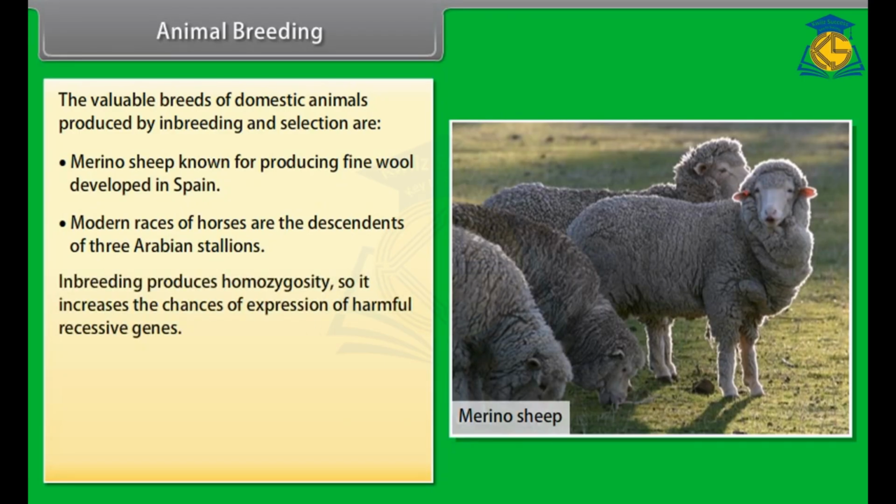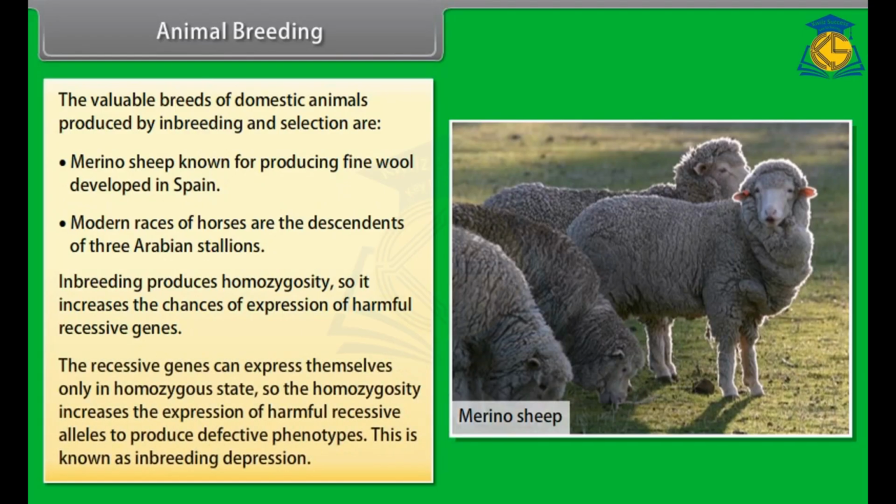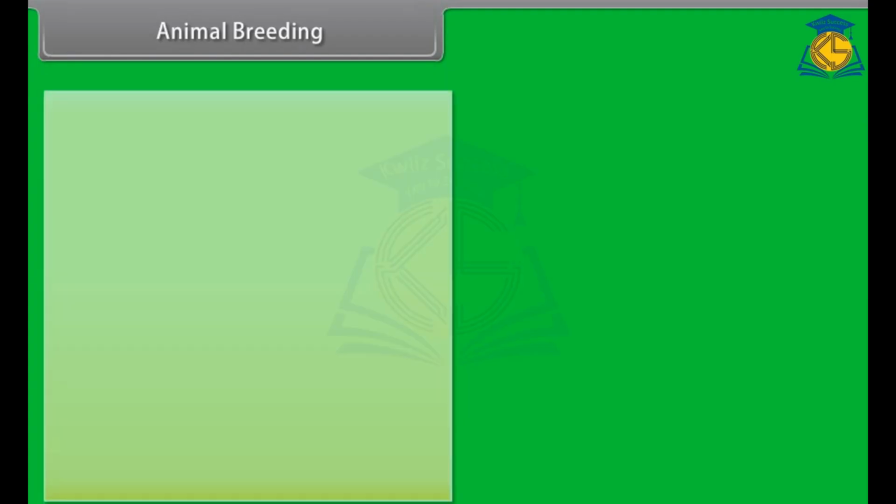Inbreeding produces homozygosity, so it increases the chance of expression of harmful recessive genes. The recessive genes can express themselves only in homozygous state, so the homozygosity increases the expression of harmful recessive alleles to produce defective phenotypes. This is known as inbreeding depression.